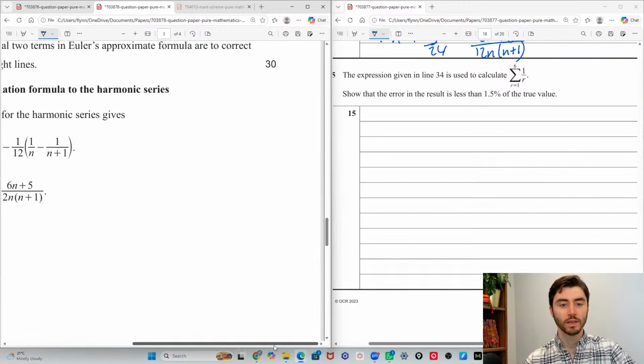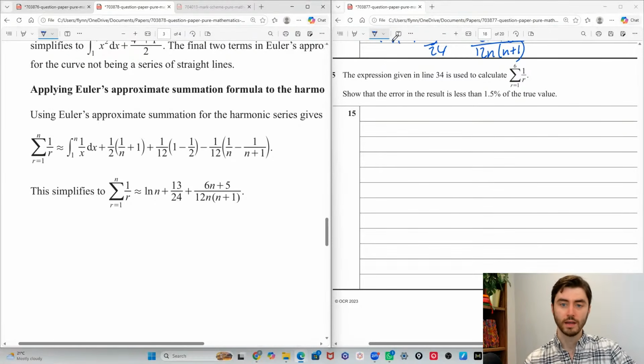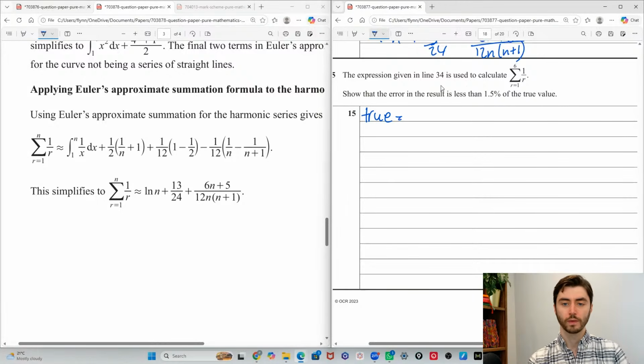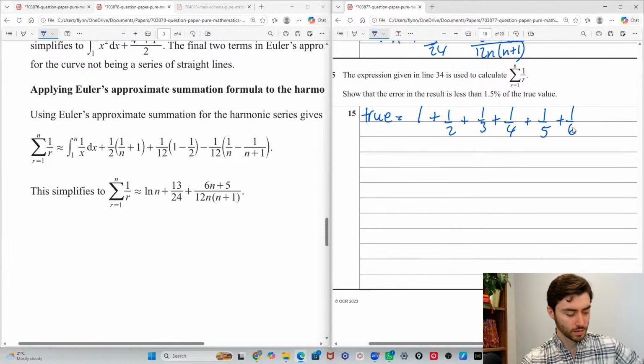So this is 34. The expression in line 34, that's this guy, is used to calculate the sum of 1 over r from 1 to 6. Show that the error is less than... Okay, so let's get the true value. So the true value is 1 plus a half plus a third plus a quarter plus a fifth plus a sixth.